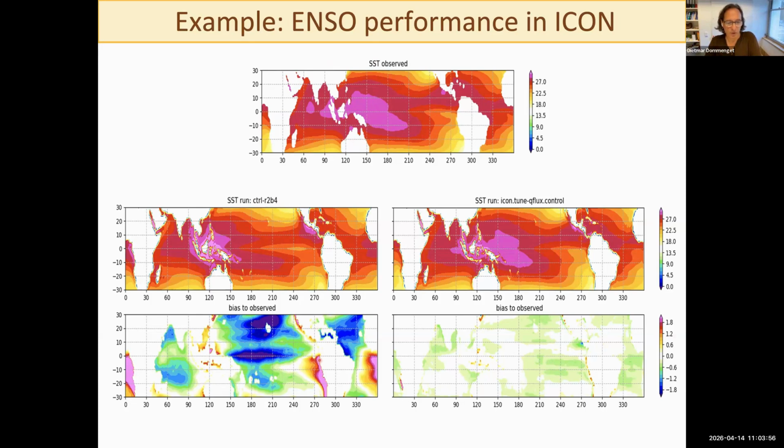Typically too warm here in the upwelling regions around South America. Same with the Atlantic region of Africa. It's way too warm. So it has substantial biases, and the bias is on the order of 2 degrees. And then in the upwelling region, it's more than 2 degrees. And then when I flux correct it, the biases basically disappear. And you can see the SST map looks more or less like the observed one. It's not perfect. There are still about half a degree or less biases, but you can clearly see the biases are much smaller.